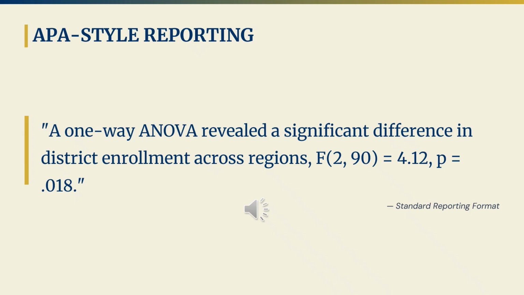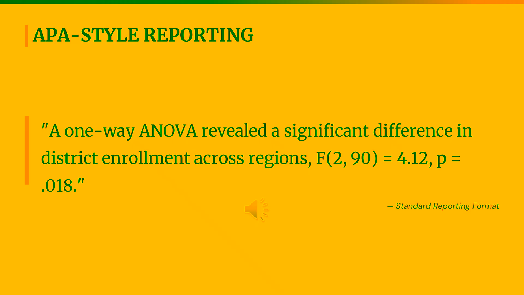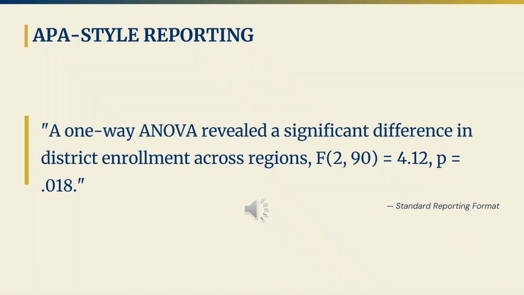In slide 10, I will be explaining the APA style reporting. In proper APA format, the one-way ANOVA results are reported as follows. An F-test with 2 and 90 degrees of freedom was statistically significant, F equals 4.12, and p equals 0.018.